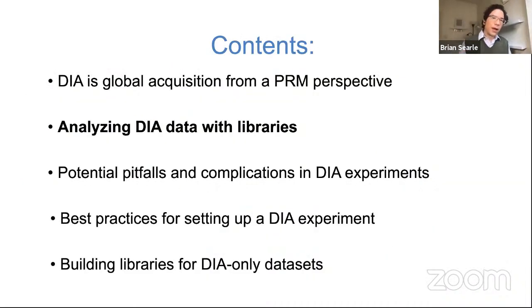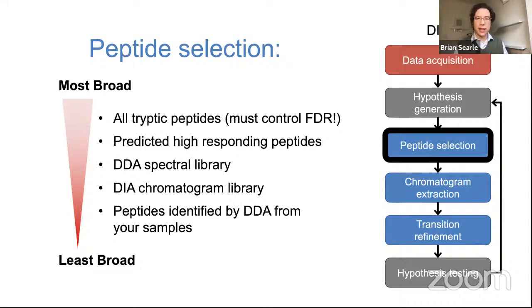Okay, so now that we've started to think about what DIA data is and how we can roughly think about it from one experiment to another experiment, let's look at how we actually do some analysis of this type of data. We typically analyze this data with libraries, but let's reason why we actually need to do this.